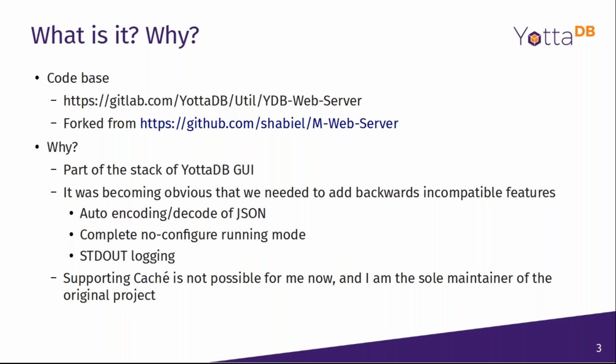We wanted a completely no-configure running mode. Originally Christopher added that, but it was a parameter that you had to add. It's okay to use, but the other problem is, what if you have another copy of the M web server and you started it by mistake on another port, which doesn't have that parameter, and you couldn't tell whether it's running with that parameter. The other feature I really wanted was standard output logging, which I finally just added. It's really cool.